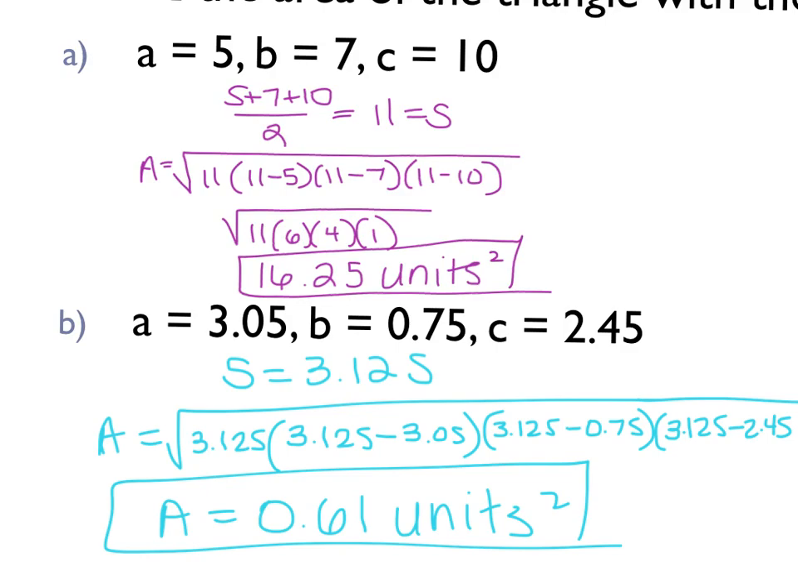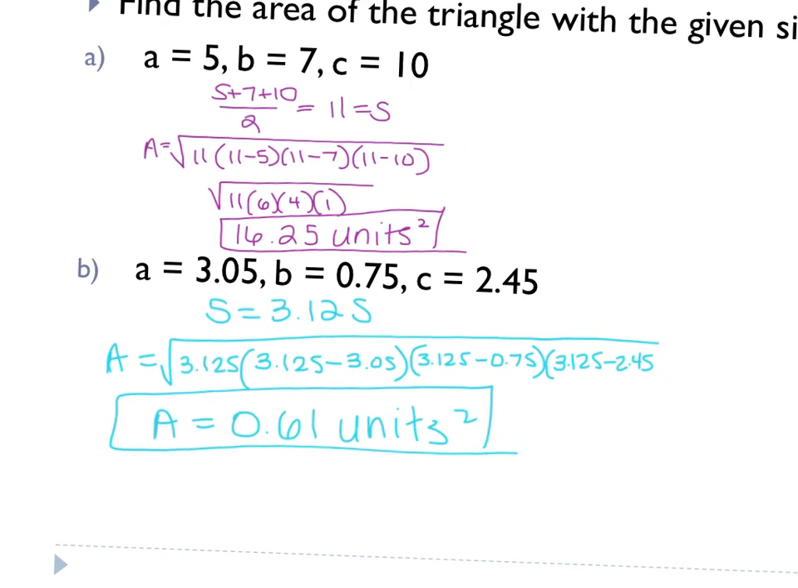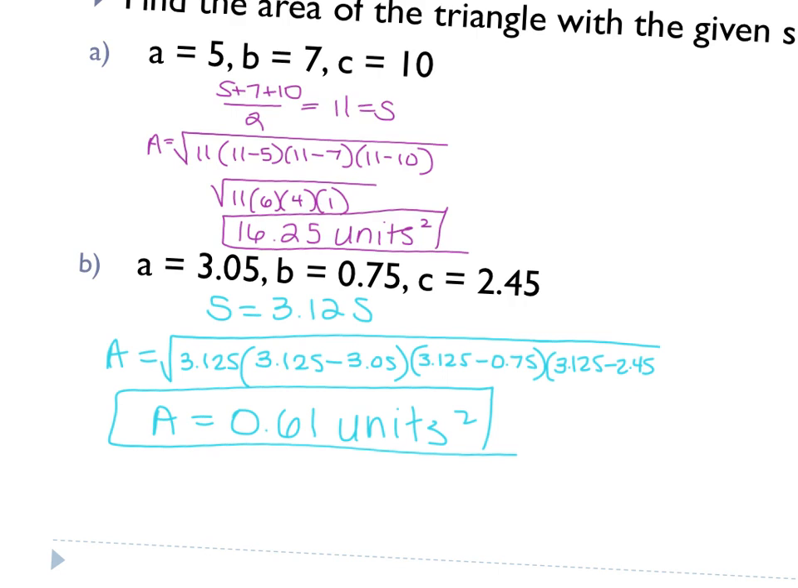So again, be careful with this. Make sure that you don't round your S. You don't want to make your area further off. And if you round it, you are making it further off four times because you've used a rounded measurement four times in that equation.